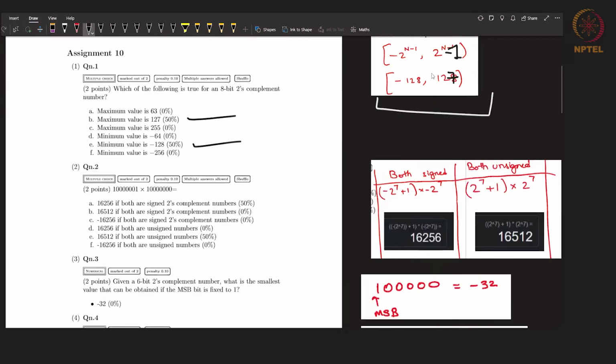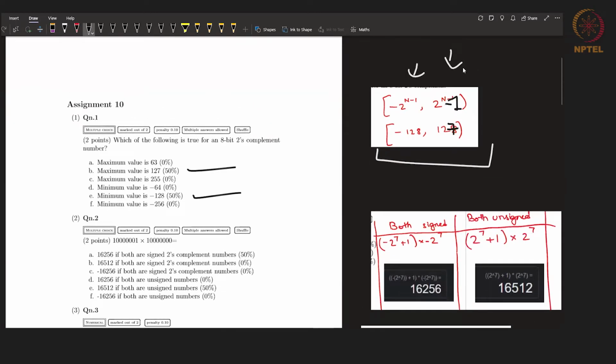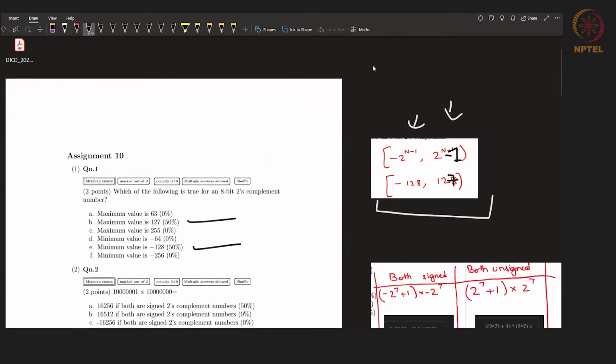If you want to know how this is happening, it is basically one followed by all zeros. 1, 2, 3, 1, 2, 3, 4. This is minus 128 because this is 2 power 0 to 2 power 7, but this is minus. The highest power is minus, right? So minus 128.